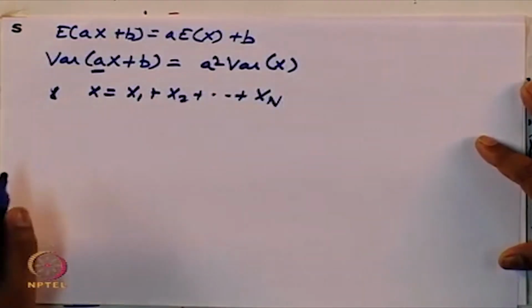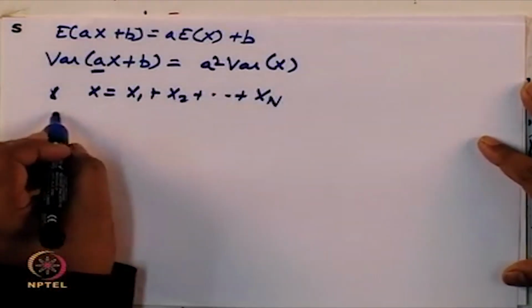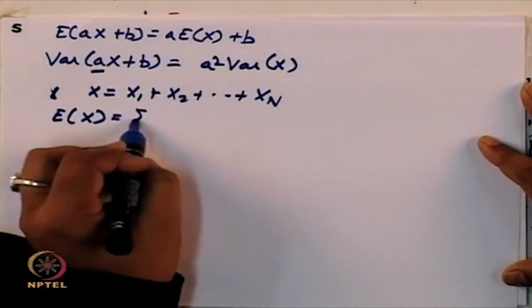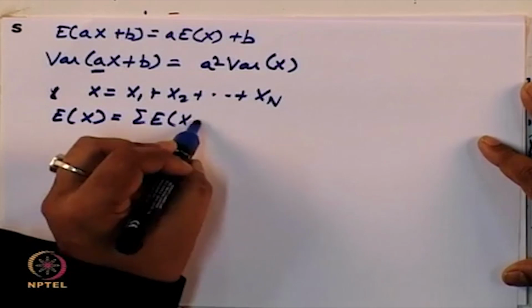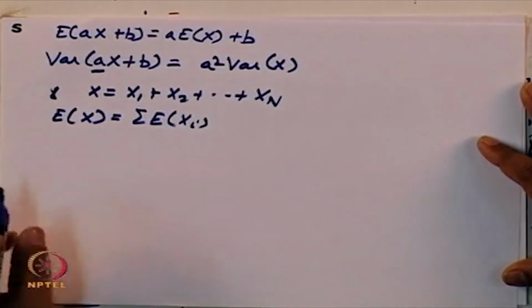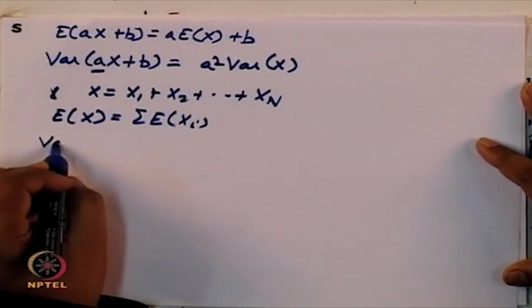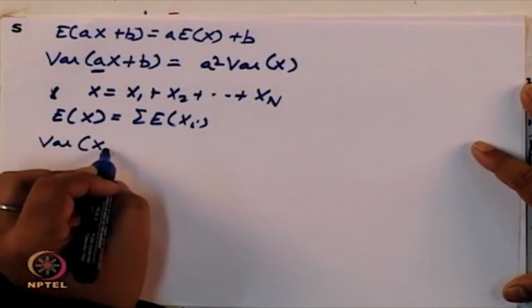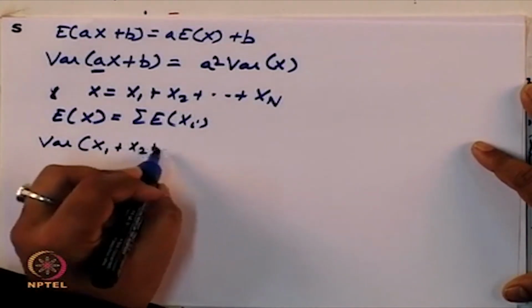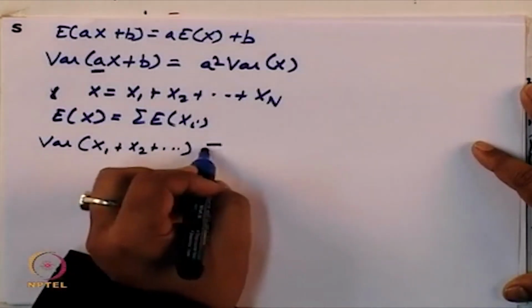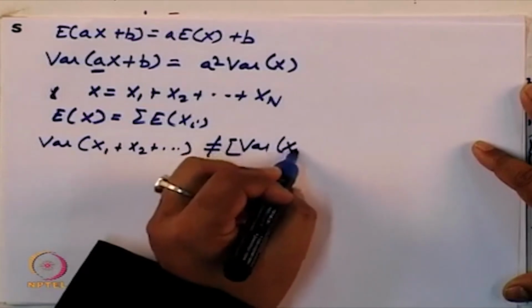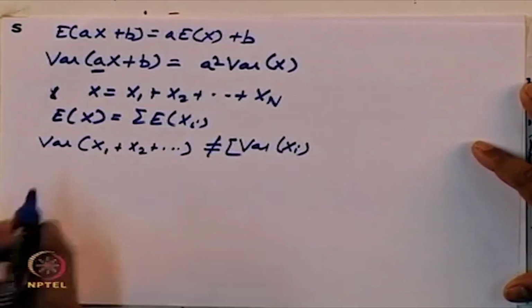When you have multiple independent random variables, x defined as x1 plus x2 plus dot dot dot xn, you can write E of x is equal to the summation of E of xi. However, you cannot write variance of x1 plus x2 plus dot dot dot equal to the summation of variance of xi. You cannot write that. Let us see why.